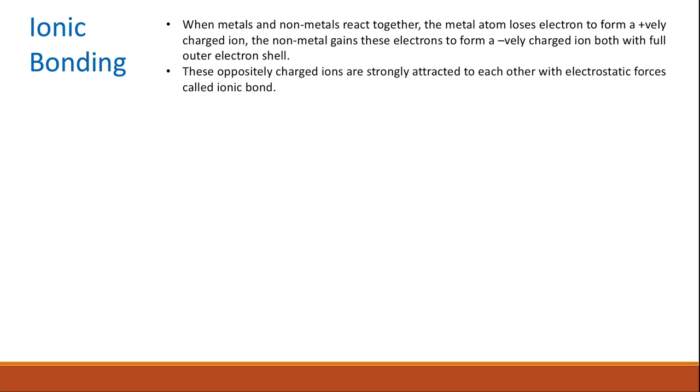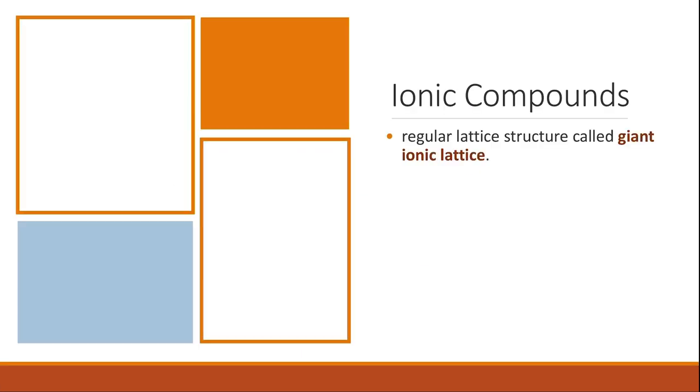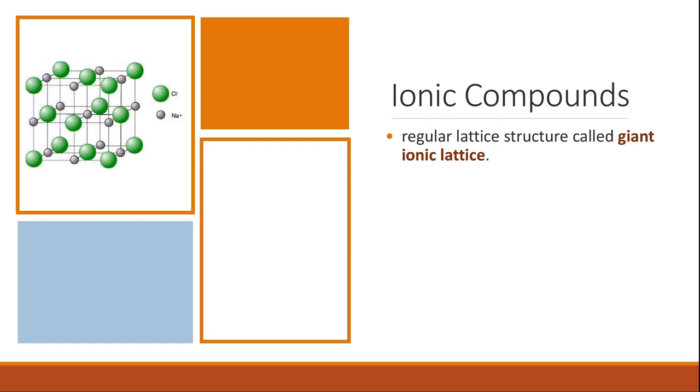These oppositely charged ions are strongly attracted to each other with electrostatic forces of attraction called the ionic bond, like the ionic bond formed between sodium and chloride to give you sodium chloride, where the sodium loses an electron and chlorine gains an electron, or magnesium oxide, where magnesium loses two electrons and the oxygen gains two electrons to give you magnesium oxide.